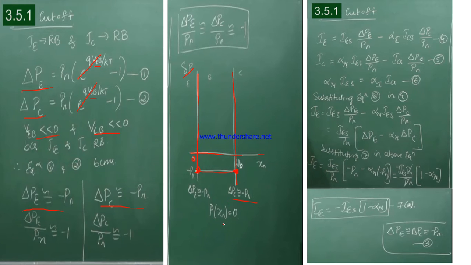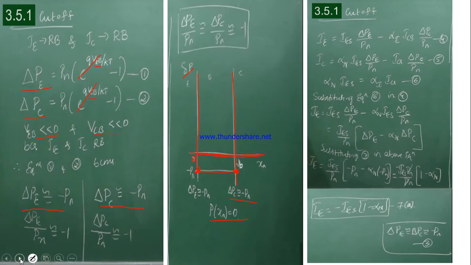Now P of xn is equal to 0, as this point is the xn line, no? So here there is no charge at all, so we can equate it to 0. P of xn is equal to 0. So again, along with this hole concentration, we need to study some equations.